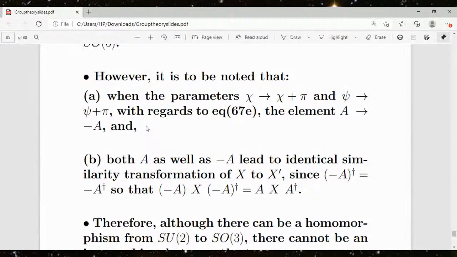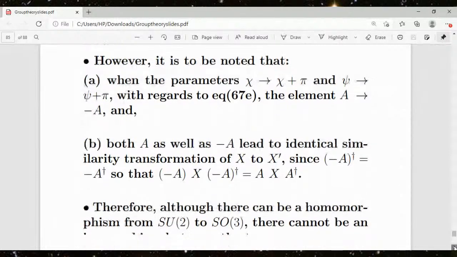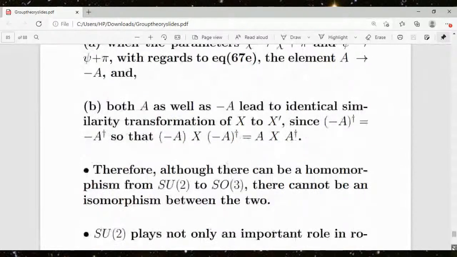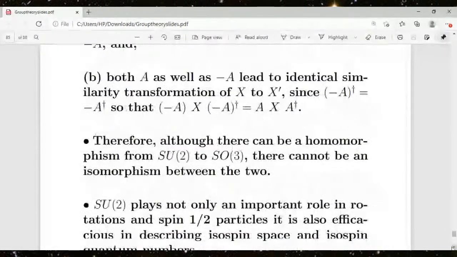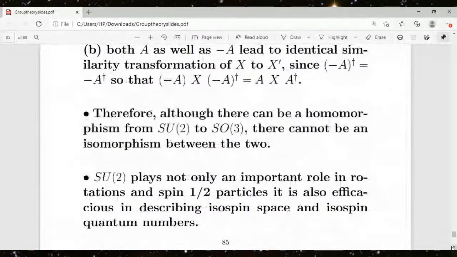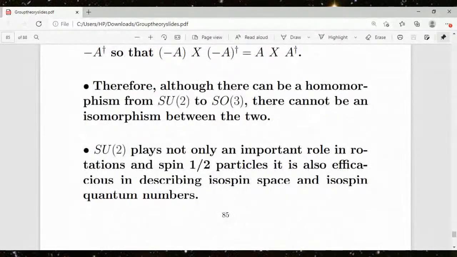And both A as well as minus A generate the same similarity transformation A X A dagger, and therefore for every SO3 group element there are two SU2 group elements, and hence there cannot be any isomorphism. There is a homomorphism, but there cannot be any isomorphism. Okay.